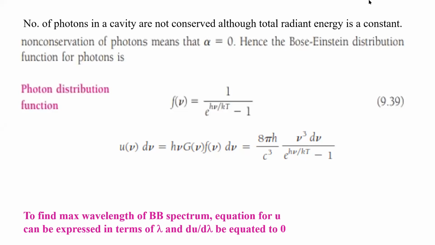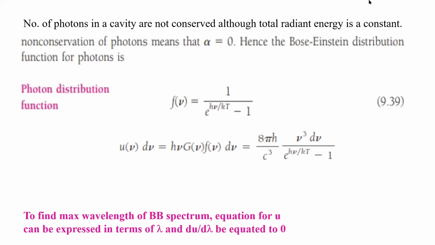With this overriding condition, the Bose-Einstein distribution function, already introduced to you, f nu, is then directly used to calculate this U nu d nu, which is nothing else but the distribution of energy with respect to the frequency in a black body radiation spectrum. And once again, one can easily see that 8 pi h by c cubed being constants, the spectral distribution is completely explained by nu cubed d nu divided by e to the power h nu by kT, where h nu is nothing else but the energy of the photon.